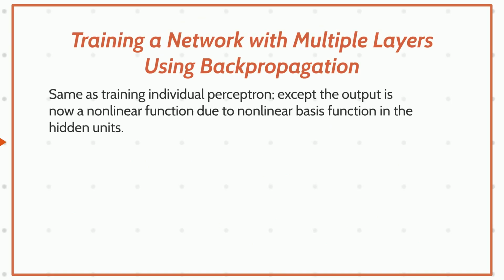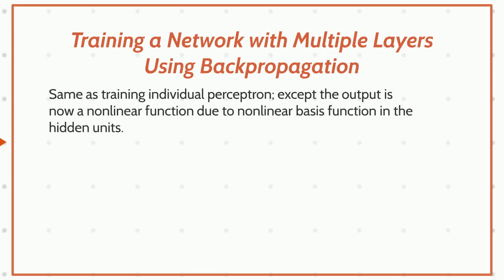So when we move on to training one of these networks with multiple layers, this is when we're going to actually introduce the concept of backpropagation. Training multiple layers is the same as training individual perceptrons, except the output is now a nonlinear function due to the nonlinear basis functions in the hidden units. So the hidden units are the important part.